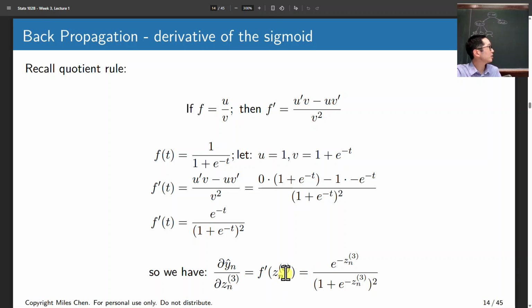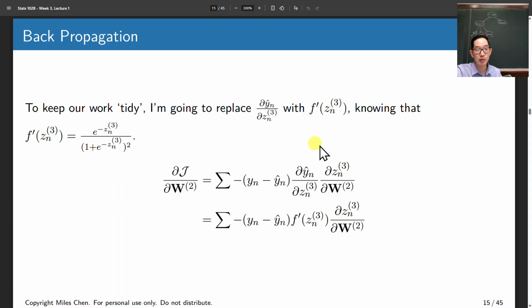Now, just to keep things clean, I'm going to leave it at f prime zn3. Okay, so I'm going to just replace this part with this. Okay, so this is my gradient so far. How does the loss function change with respect to changes in W2? Well, we'll take the difference between the actual value and any of our predicted values, multiply it by f prime of this, and then we'll say, how does zn3 change with respect to W2? So we have the partial of this. Okay, is that okay so far?